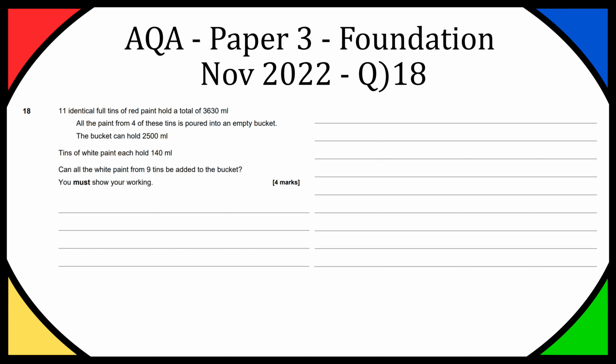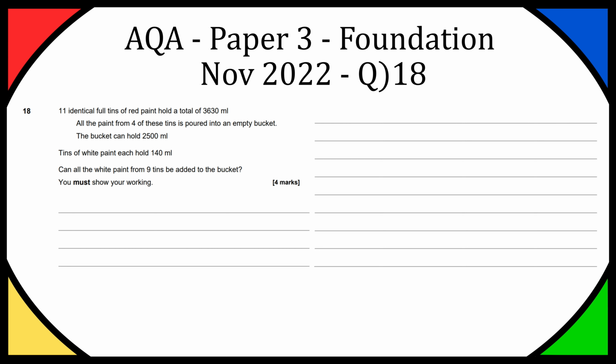Hey everyone, so today we're going to be doing question 18 from the past paper link down below, and we're going to be working out whether the white paint can be added to the bucket. So just to run through question 18, it says 11 identical full tins of red paint hold a total of 3,630 milliliters. All the paint from 4 of these tins is poured into an empty bucket. The bucket can hold 2,500 milliliters. Tins of white paint each hold 140 milliliters. Can all the white paint from 9 tins be added to the bucket? You must show your working, and this is a 4-mark question.